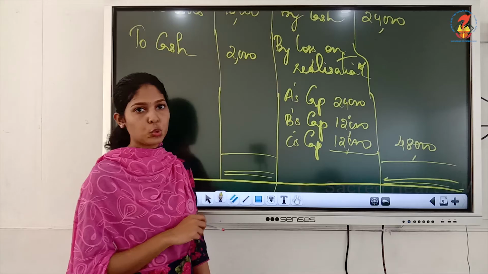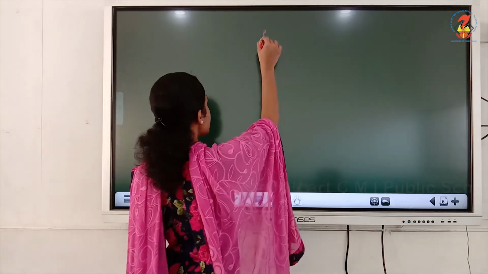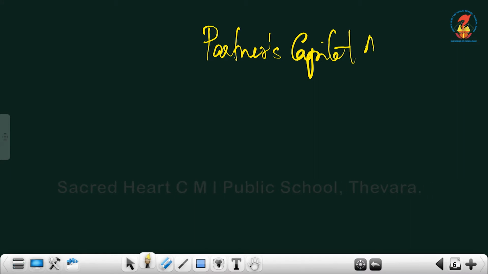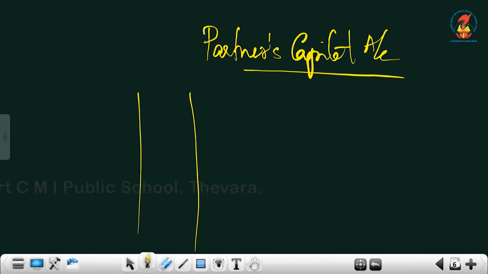Next, what should we do? We have to start partners' capital. It is just the same as the admission chapter and retirement chapter. There is no change in preparation of partners' capital. So easily you can do that. Particulars, how many partners? 3, no? Yes, ABC.